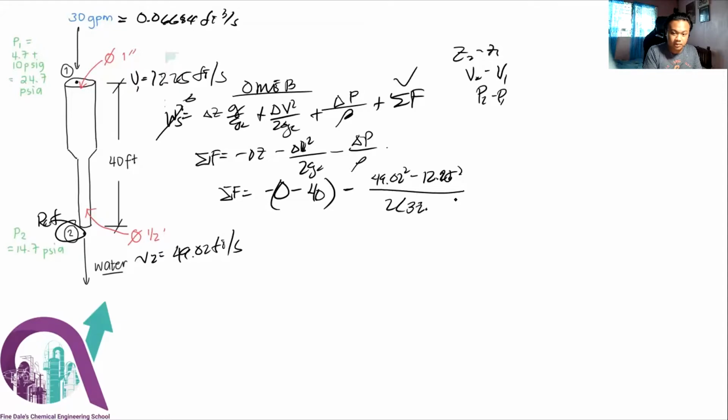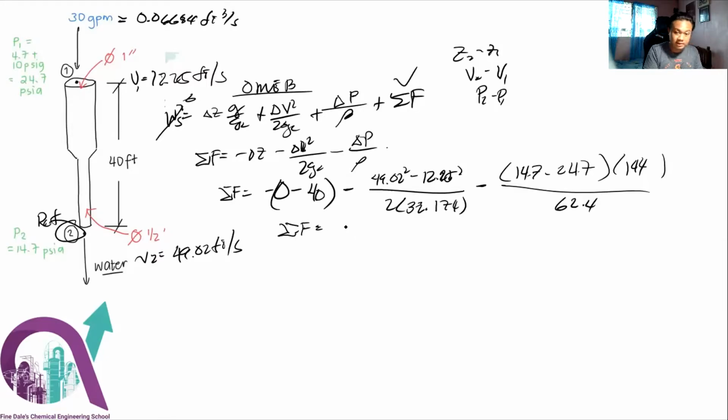So 1.74 minus P2. P2 is 14.7 psia, right? 14.7 psia minus 24.7 psia. Let's convert that to feet, so pounds per square foot. Just multiply by 144, and then divide that by the density of the fluid, which is water, so 62.4.